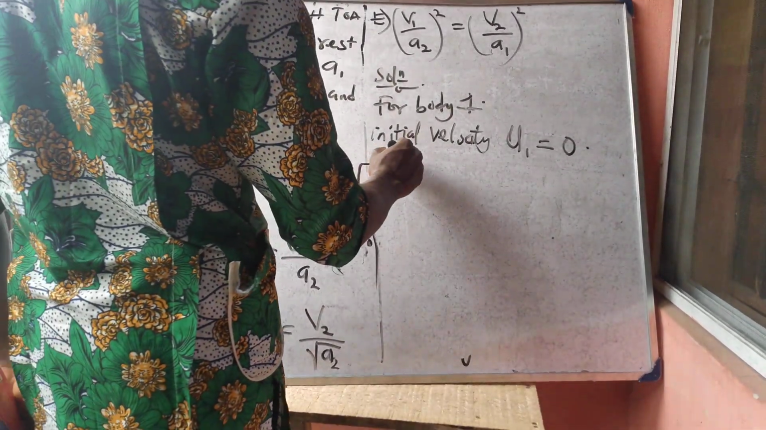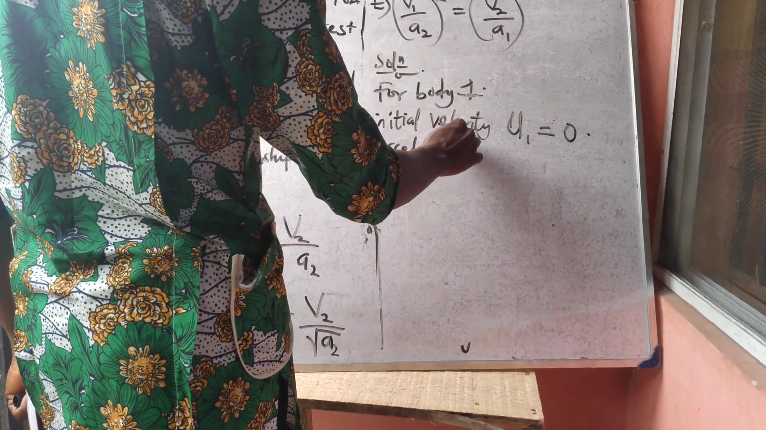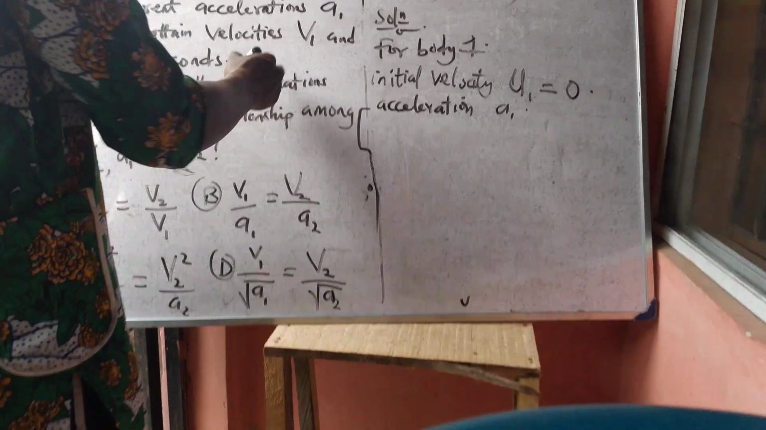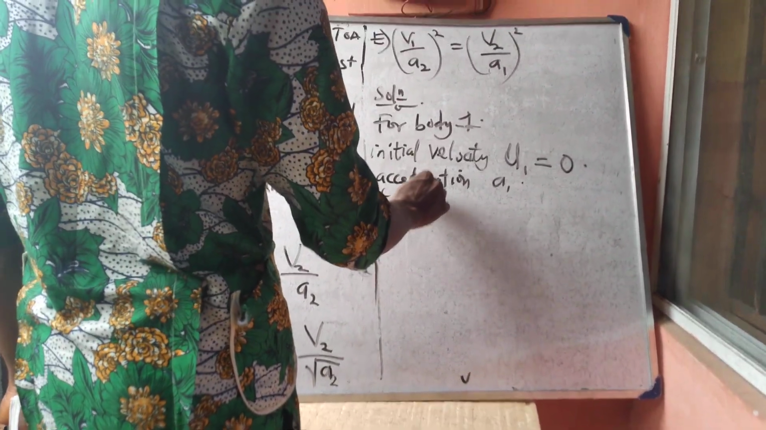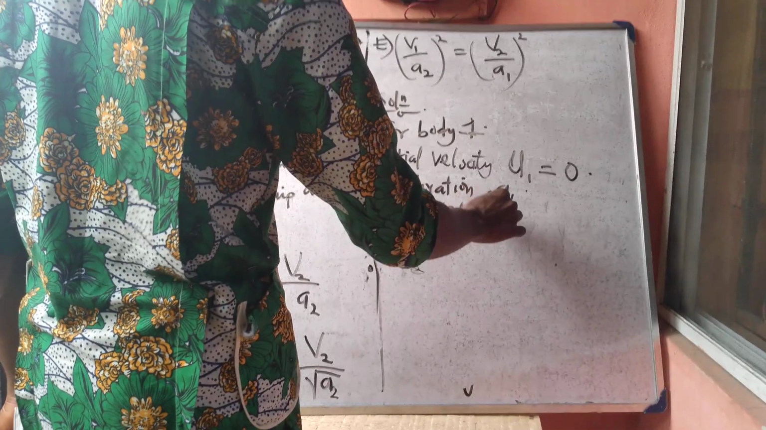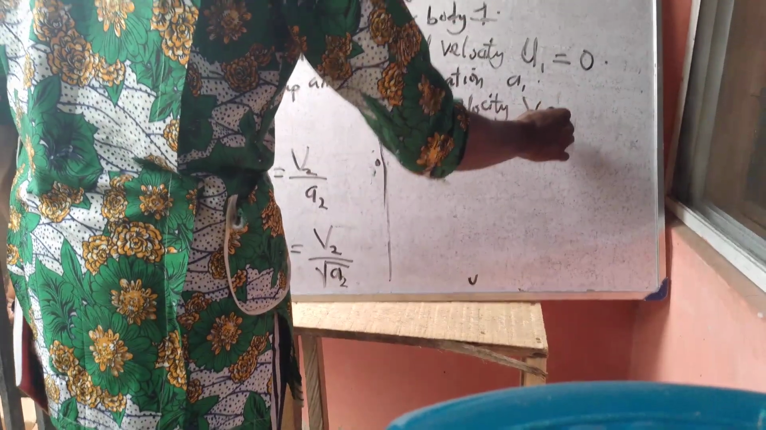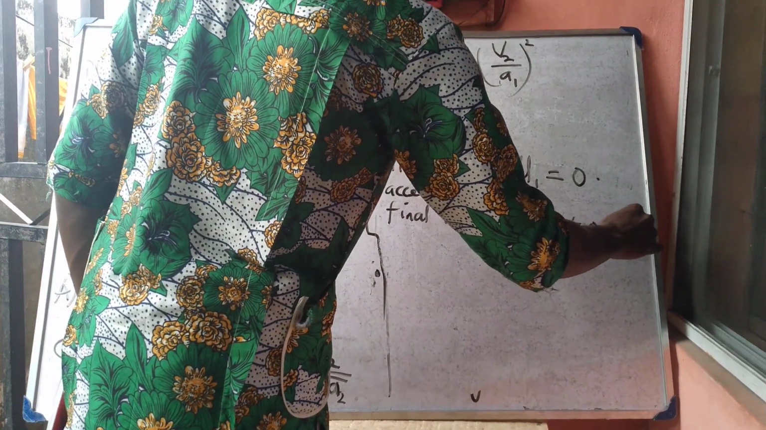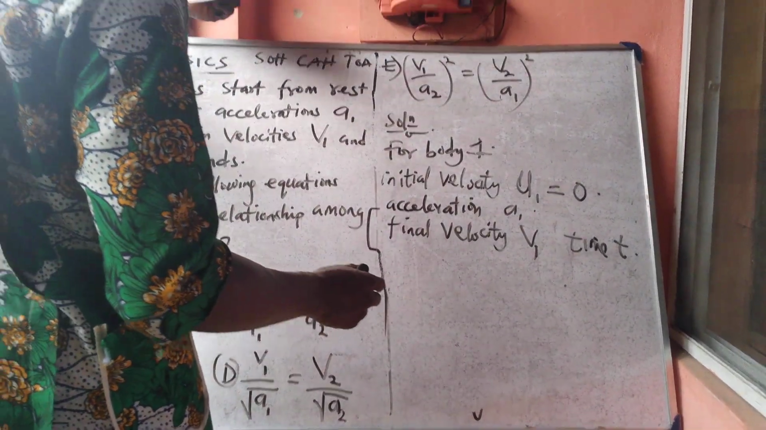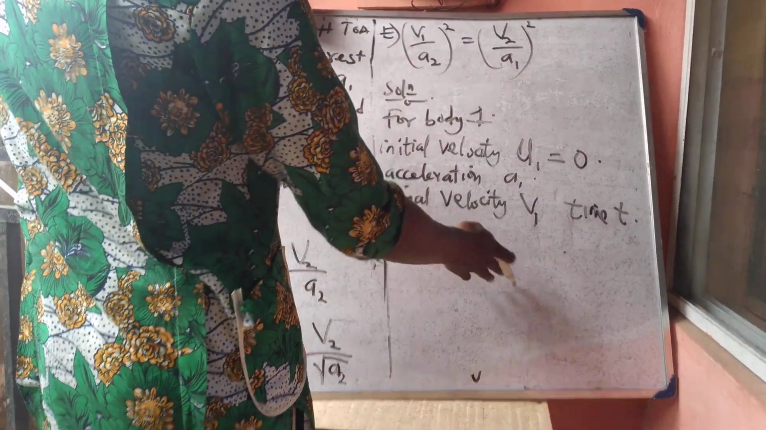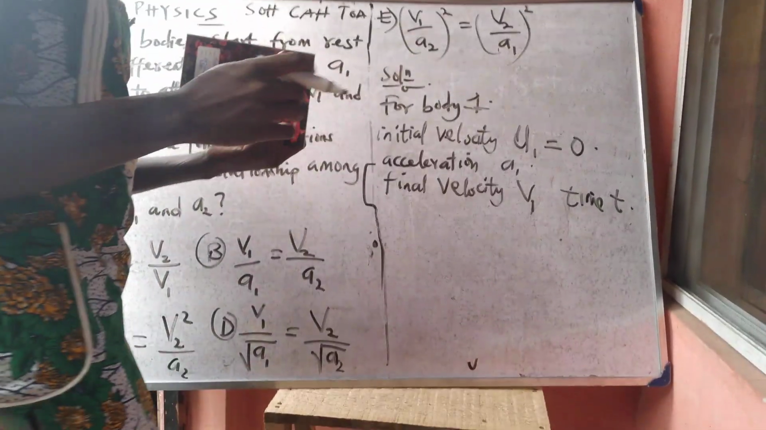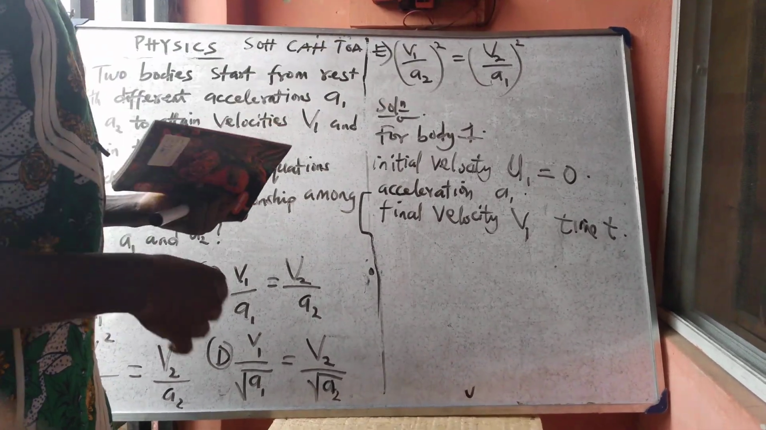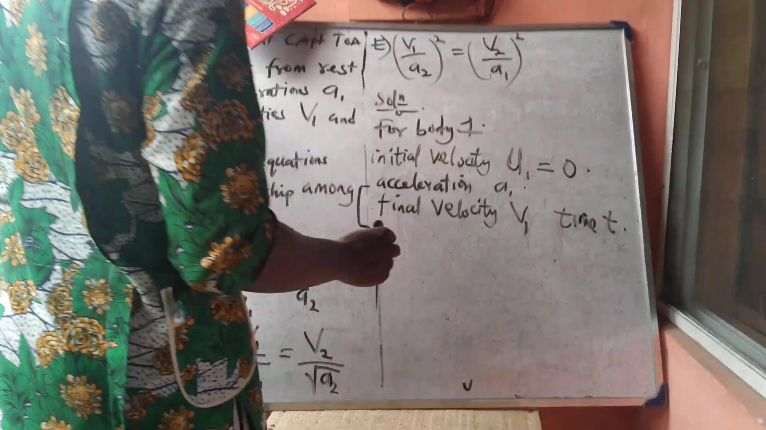So the acceleration of body 1 is A1. To attain a final velocity V1, it attains a final velocity V1 in t seconds. The time taken is t seconds. Now we look at body 2. Alright, before we go to body 2, there are about 4 equations of uniformly accelerated motion, and we are going to look at that. But before that, let's hold on.